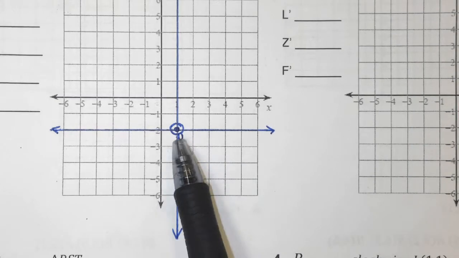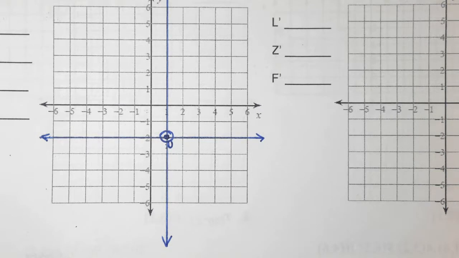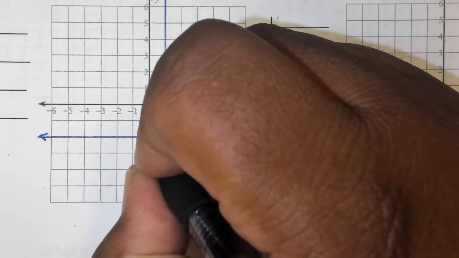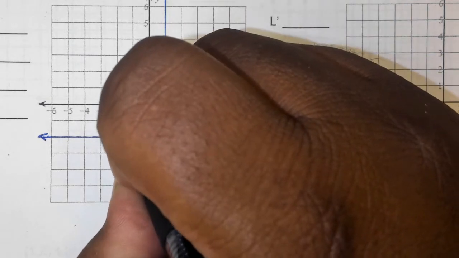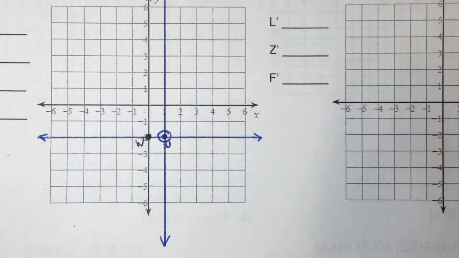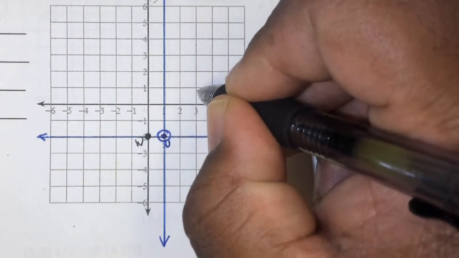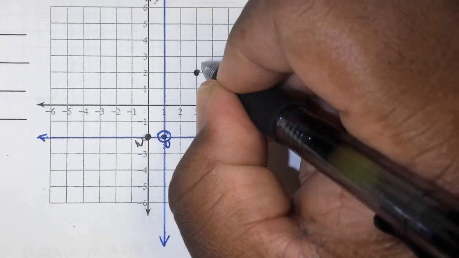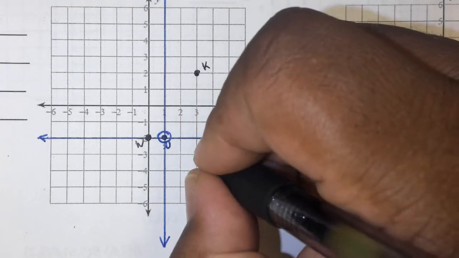U is the first point in the image, and it's also my center of rotation, so I already got that on there. Then I need to do W. W is at 0, -2, which would be here. This will be W for me. K is at 3, 2, which is up here. My K. And G is at 3, -3.